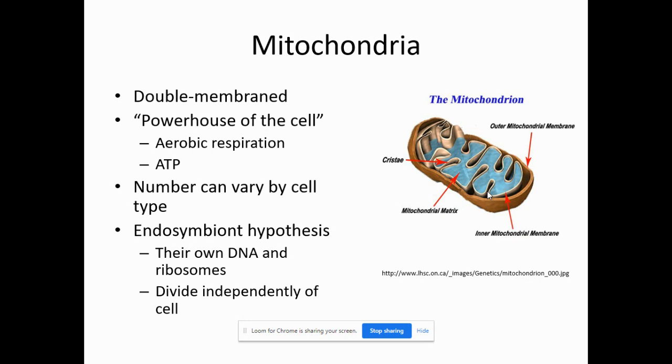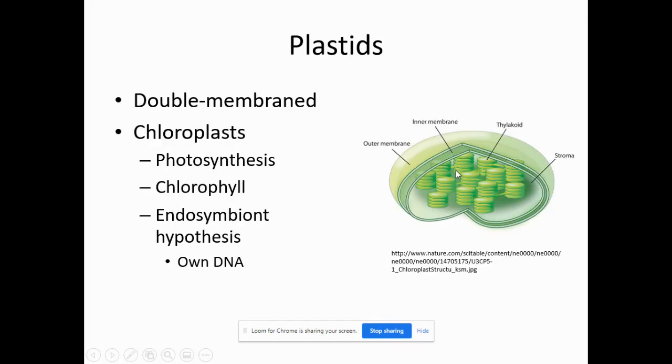You have the different parts, like I said, the inner and outer membrane. Then you have the folding of the inner membrane, and those are called cristae. And then you have a fluid inside the inner membrane called the matrix, the mitochondrial matrix.